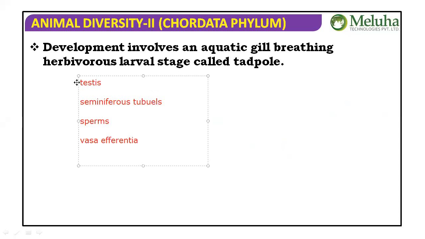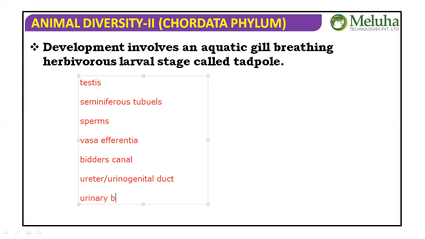From the vasa efferentia, they enter the Bidder's canal of the kidney, and from there, along with the ureter or urinogenital duct, it is called urinogenital duct because it carries both sperms and urine. It enters the urinary bladder, then the cloaca. So that is where it comes into the cloaca. This is the story.